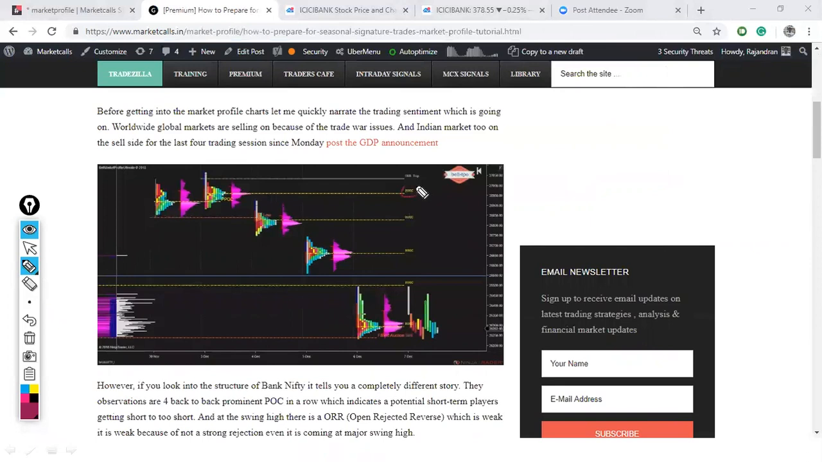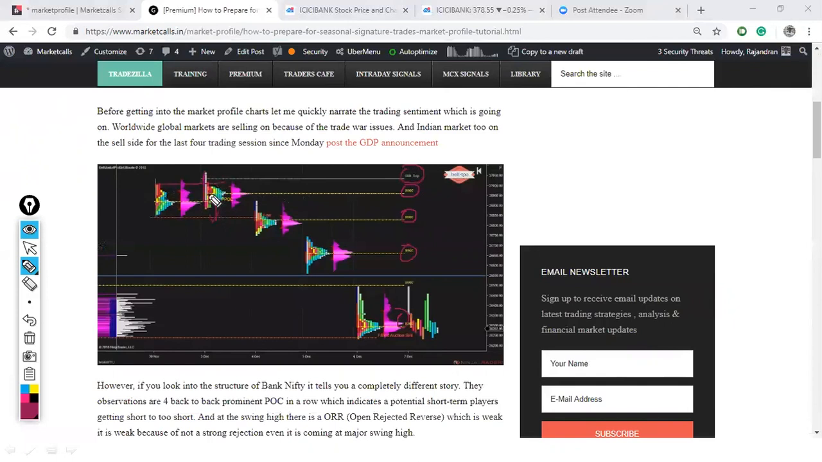We had one prominent point of control, two prominent point of control, three prominent point of control, and four prominent point of control, and one more ORR setup. If it's an open rejection reverse, it's a weak open rejection reverse. If you understand, a weak open rejection reverse is like price opens above, rejected the previous day low, rejected previous day high. But that particular day, point of control hasn't migrated much. If that day point of control had migrated, that would be considered a stronger rejection.